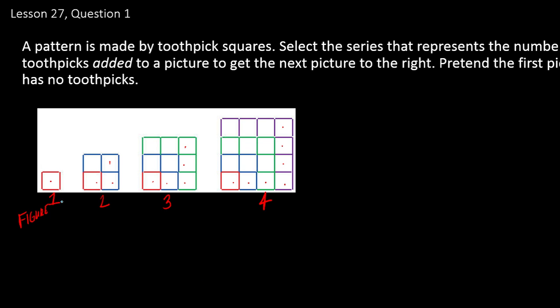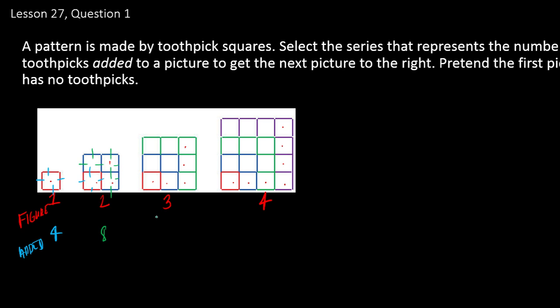Now, starting with figure 1, remember that we were told to pretend that the first picture has no toothpicks. So if we go from no toothpicks to 1, 2, 3, 4 toothpicks, that means we've added 4 toothpicks, right? So to go from none to 4, we add 4 toothpicks. Now, not counting the toothpicks that we've already counted, right? We've already counted these 4. I want to count how many toothpicks were added on top of that to get figure 2. So I'm going to count 1, 2, 3, 4, 5, 6, 7, 8. So they added 8 toothpicks that had not been accounted for.